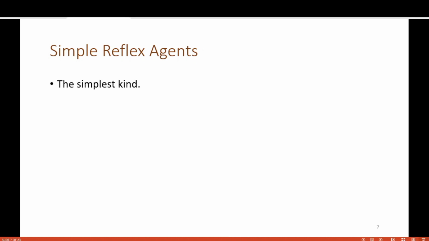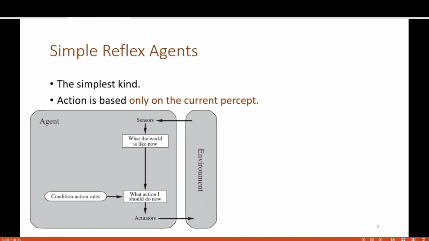Okay, that's good news. And the action of the agent is based only on the current percept. That means not on the history of the percepts. So that is the reason for it being simple, right? Its simplicity basically stems from this fact that the action of the agent is based only on the current percept, only on the current input. Okay, so this is the block diagram of a simple reflex agent.